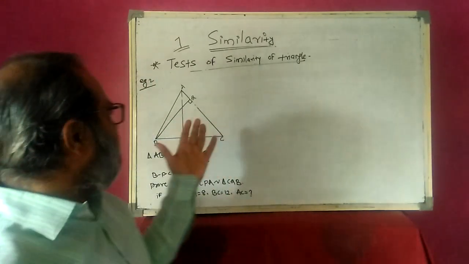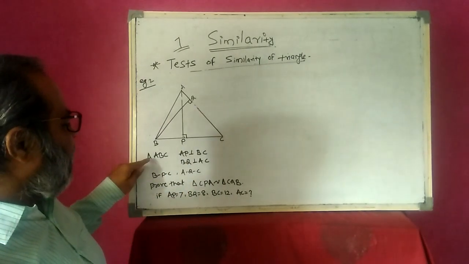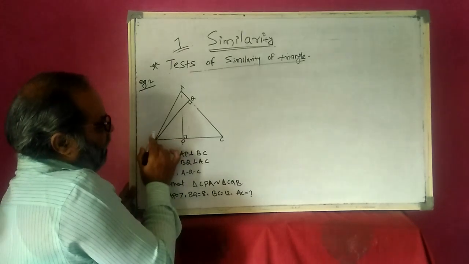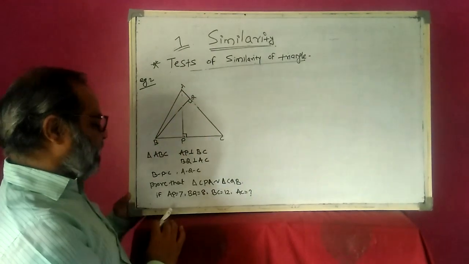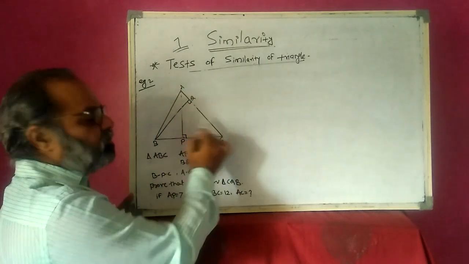So let's go with example 2. Just read the figure. In this figure, in triangle ABC, AP is perpendicular to BC and BQ is perpendicular to AC. And there is a condition they are giving, BC and AC.